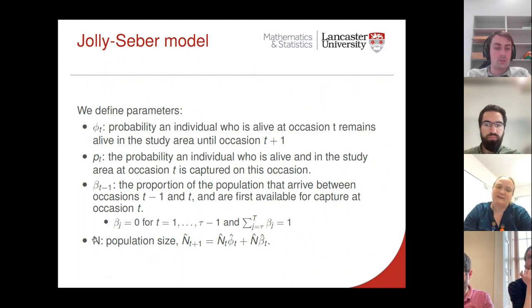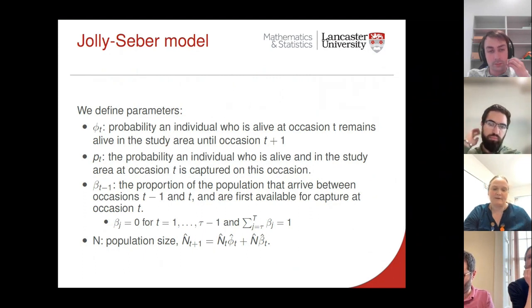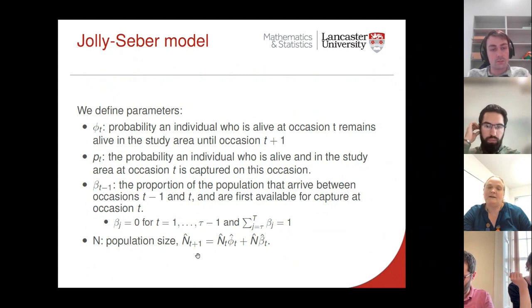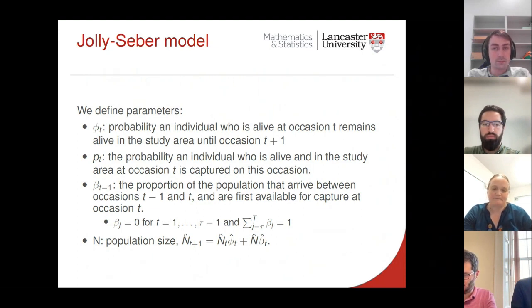But what actually interests us for the purpose of our study in terms of conservation translocations is actually this derived parameter of the number of individuals who are going to be there at time t+1. And you can see that we can express that in terms of the parameters that we've estimated from the model.